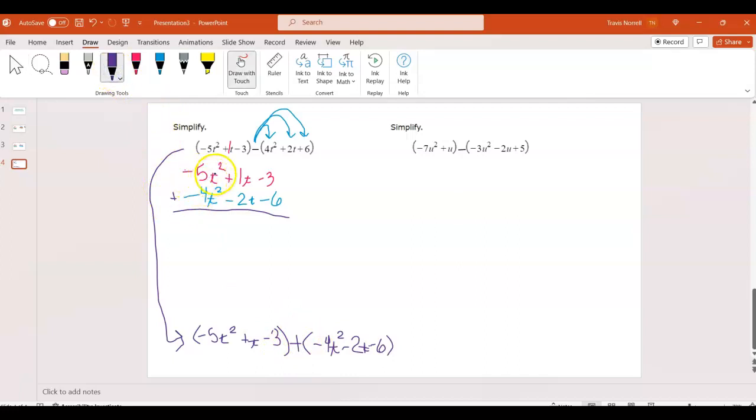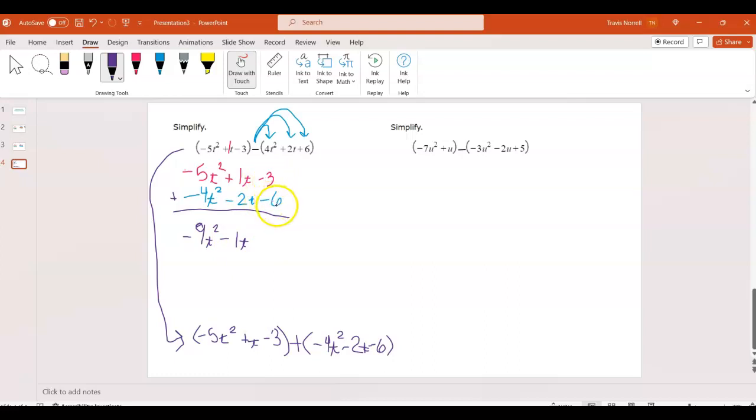So negative 5t squared, negative 4t squared, signs are the same, so we'll add the numbers together and keep the negative sign. Negative 9t squared. Positive 1t, negative 2t. Signs are different, so we'll subtract the numbers. 2 minus 1 is 1. Keep the sign of the bigger number. 2 is bigger than 1, so we'll keep that negative sign. Negative 1t.